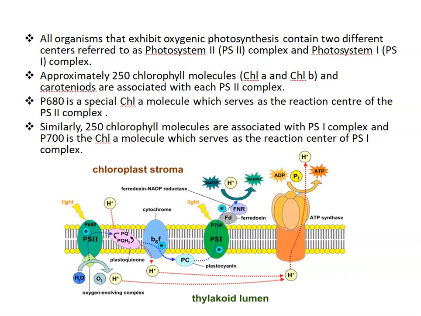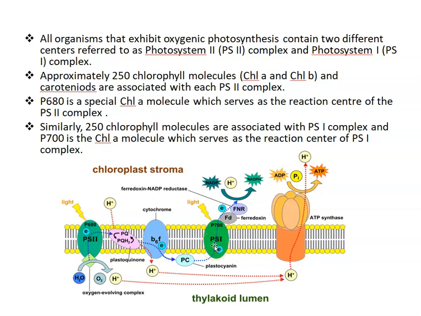All organisms that exhibit oxygenic photosynthesis contain two different centers referred to as the photosystem 2 complex and the photosystem 1 complex, right? Just look at this diagram. This is part of the chloroplast. This is the thylakoid membrane, as we have now discussed, right? On the thylakoid membrane, these two complexes are present. This is the photosystem 2 complex and this is the photosystem 1 complex, right?